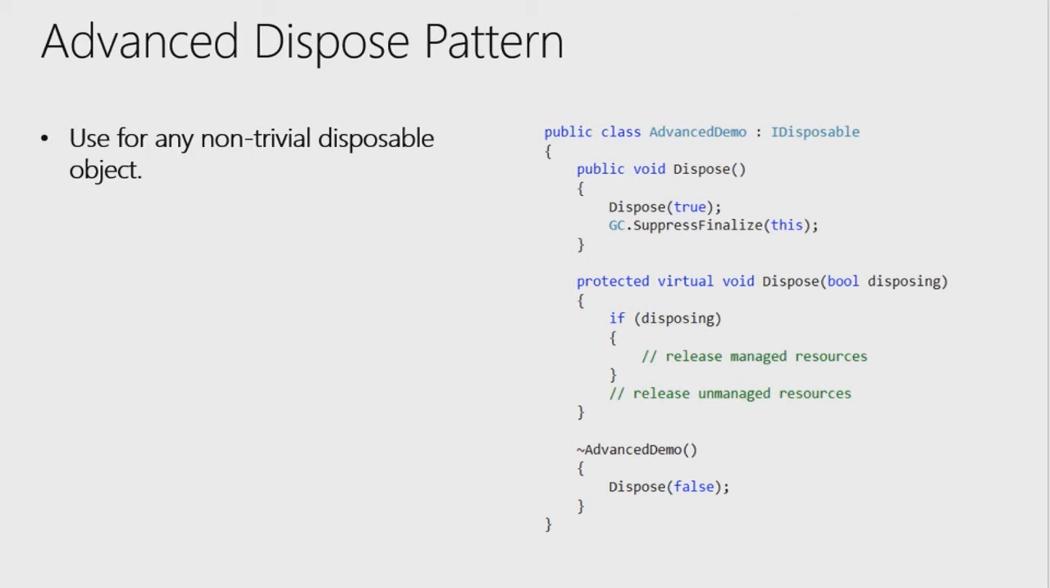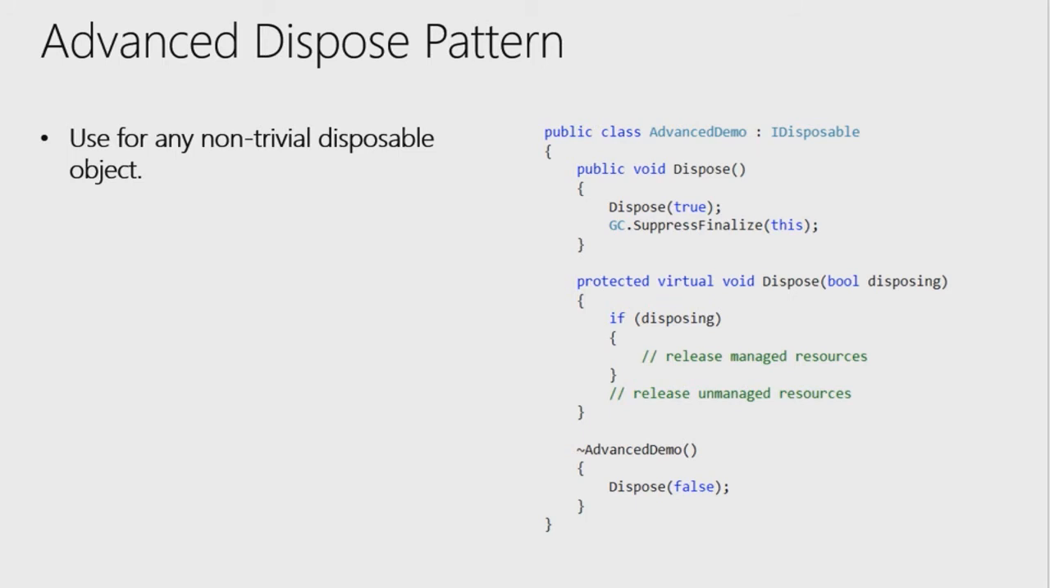We also introduce in here, if you look down the bottom, this little wiggly, the tilde symbol, then AdvancedDemo. That is what's called a finalizer. It is the inverse of a constructor, and it allows us to perform operations at the end of the life cycle of a managed type. It's not very common that we actually need to do this. Typically, the only scenario in which you would do so is releasing resources. And this implements the advanced pattern.